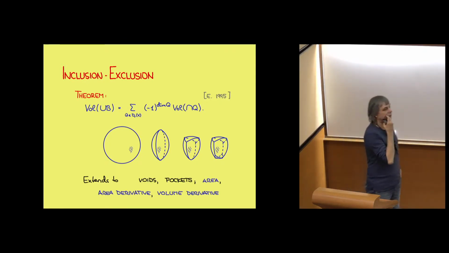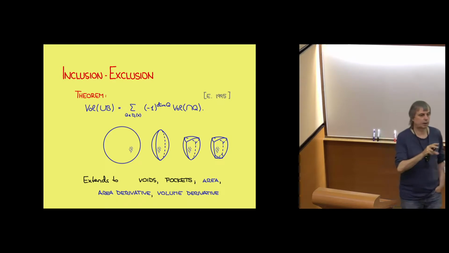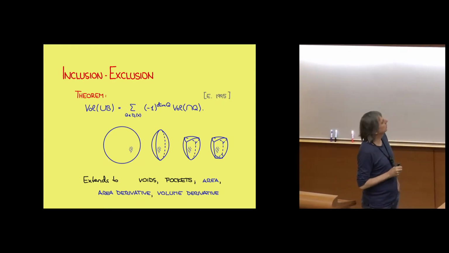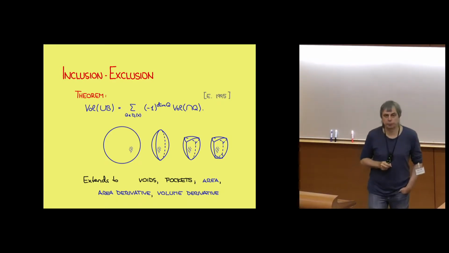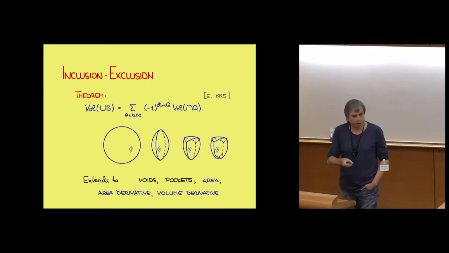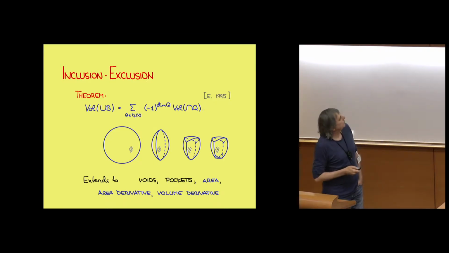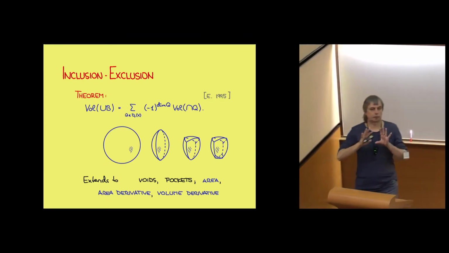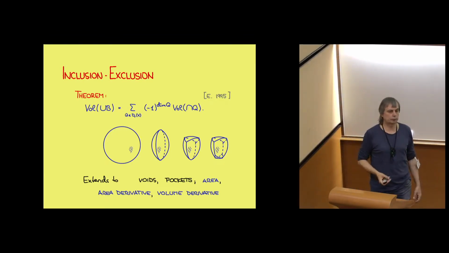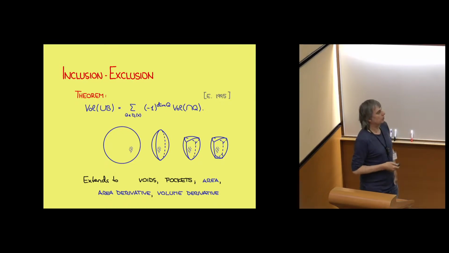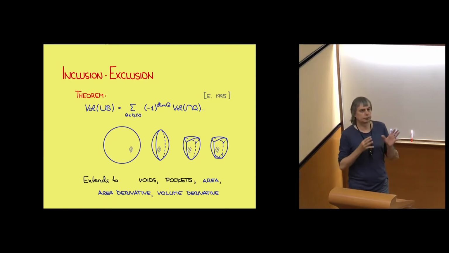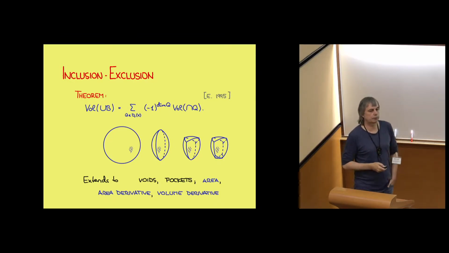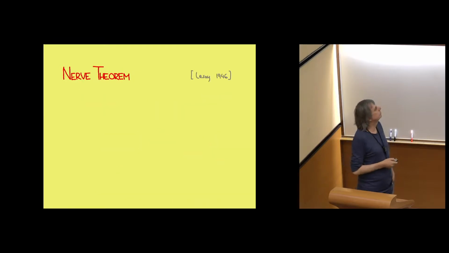But it extends. You can also compute the volume of voids. There are even shorter formulas for that. Pockets. You can compute the area with more or less the same formula. With Patrice, we worked on computing the area derivative when all the atoms move for molecular dynamics. The volume derivative, we had the weighted volume derivative. Okay, so this is kind of the excursion into combinatorics. Inclusion-exclusion works beautifully with alpha complexes.